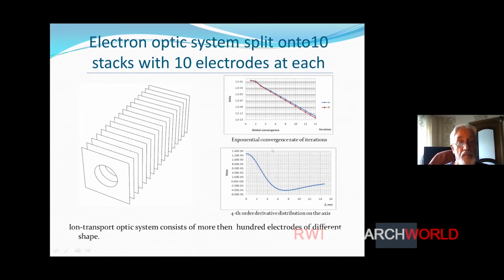And the graph below shows we can evaluate the fourth order derivative of the field. And this graph is very smooth, which demonstrates that we have very high accuracy in our calculations.